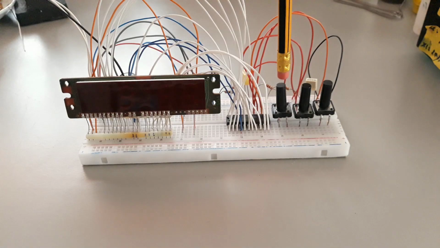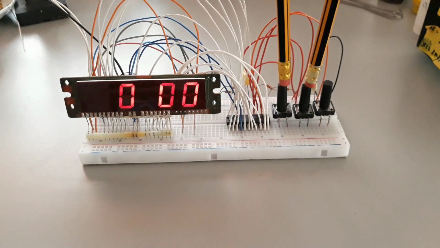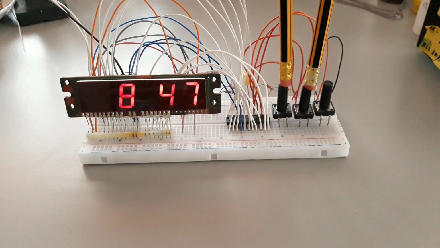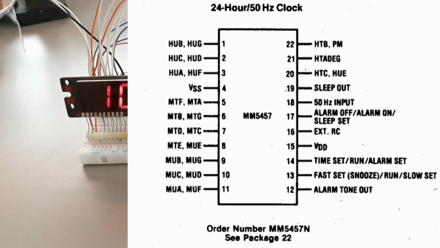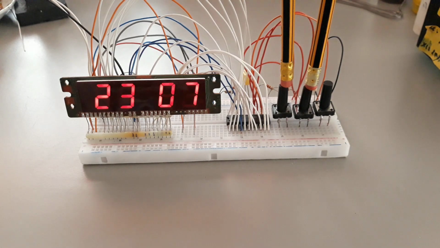The first difference, and also the most obvious one, is the package itself. The MM5457N has 22 pins, while the MM5455N has 24 pins. Because the pin count is different, the pin assignments are different as well. For that reason, we must pay close attention to the power supply connections. In particular, we need to correctly identify VSS on pin 4 and VDD on pin 15.